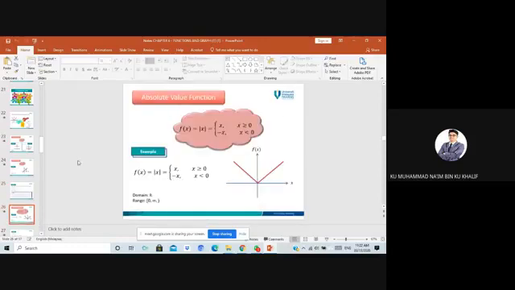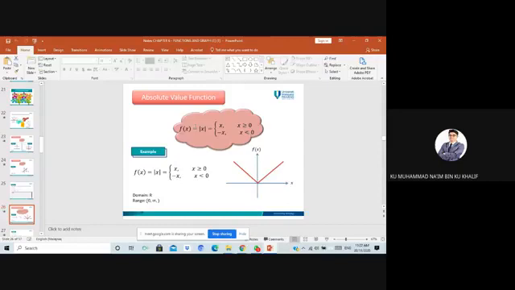Alright. The next is referred to the absolute value function. This one has some conditions. There are conditions for the absolute value function. So what does it mean by absolute value? We refer to a number which is symbolized by two vertical lines.